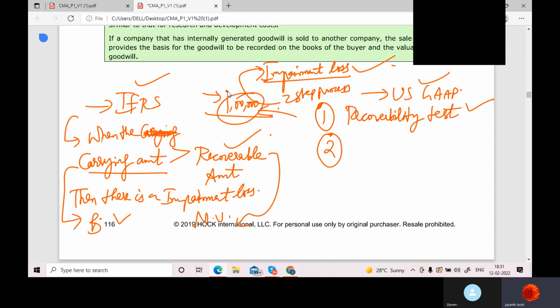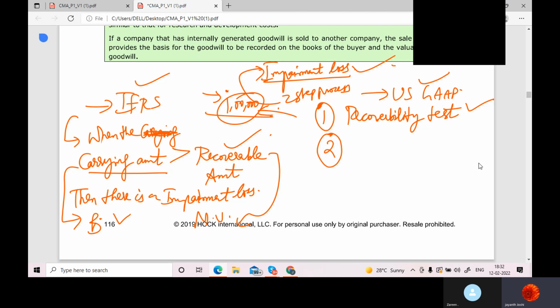You will be using this machinery for production purpose. Whatever goods you are producing, you will be selling in the market and generating some cash flows. When you add up those cash flows, and the sum is not more than 1 lakh, it is less than 1 lakh, then you are not able to recover this 1 lakh. Hence, it's an indication that the asset has got impaired because you're not able to recover its value. Hence, you have to go for calculation of impairment loss in the next step.